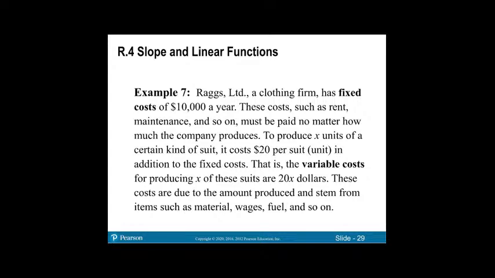So, Rags Ltd., a clothing firm, has a fixed cost of $10,000 a year. These costs, such as rent, maintenance, and so on, must be paid no matter how much the company produces. To produce x units of a certain kind of suit, it costs $20 per unit, in addition to the fixed cost. That is, the variable cost of producing x of these suits is 20x dollars. These are costs due to the amount produced and stem from items such as material, wages, fuel, and so on.